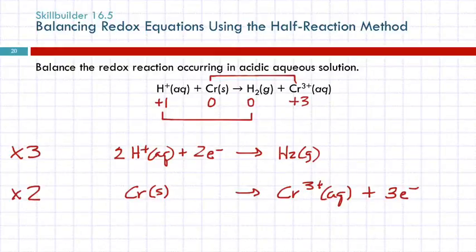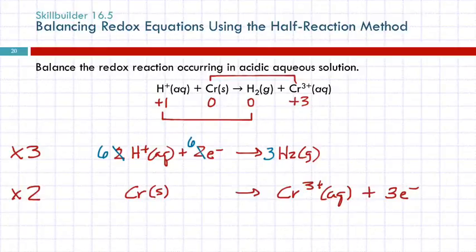So I'm going to go to a different color here. When I multiply the 2 by 3, I get 6 hydrogens. And I multiply this by 3, I get 6 electrons. And then I multiply that by 3, and I get 3 H2s. It is still balanced with respect to charge and mass, because I did the same thing to everything.